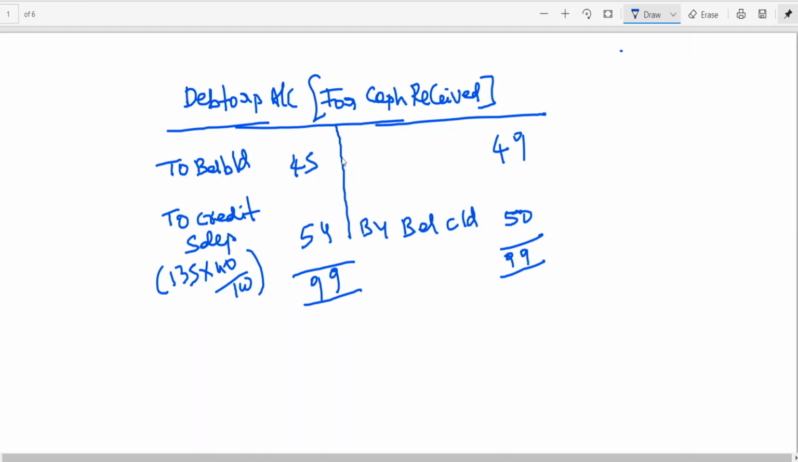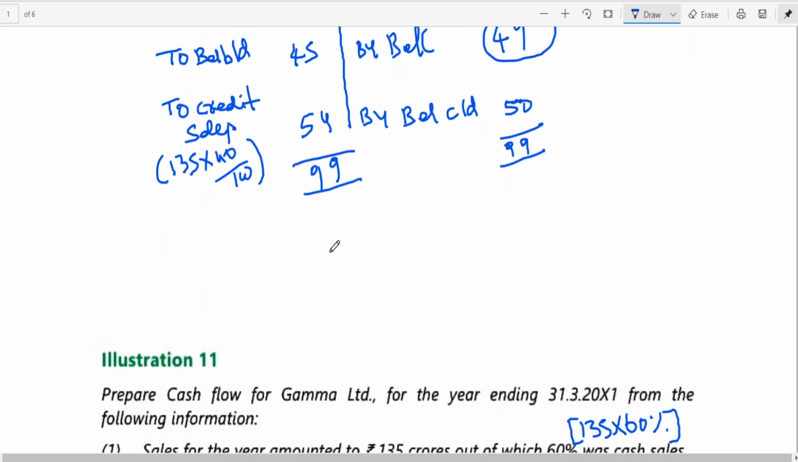If the bank balance is given, you write by bank. It is nothing but the amount collected. Is this clear? This is your balancing figure. Or this also can be done like this while doing the problem. If you want to avoid working notes, 45 plus credit sales minus closing balance is the cash collected. I think this is what has been done in the problem.